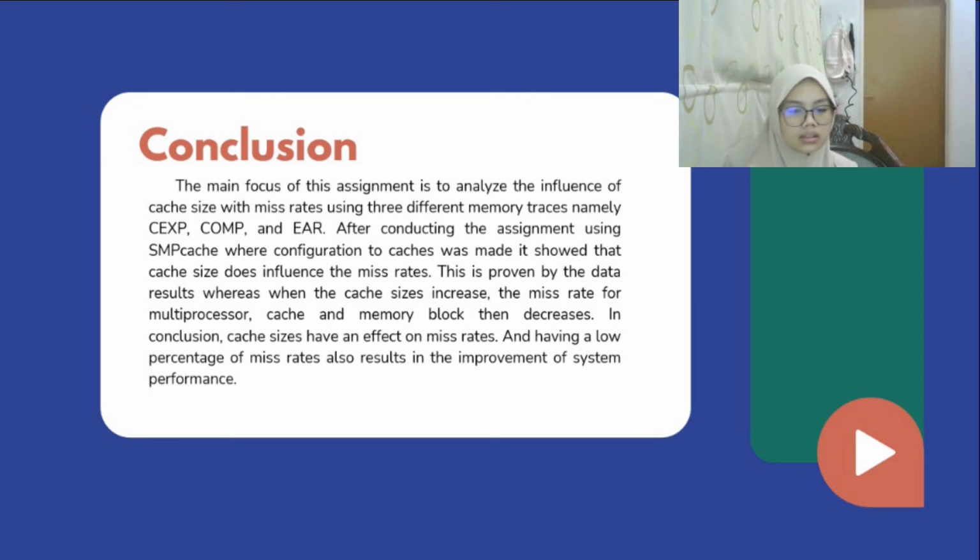Increasing block size, on the other hand, may minimize compulsory misses due to spatial locality, but may actually increase conflict misses because more addresses would map to the same set and could conflict. In summary, cache size has an effect on miss rate. Increased associativity, especially for small caches, decreases the number of conflict misses. And having a low percentage of miss rate can also result in improvement of system performance.